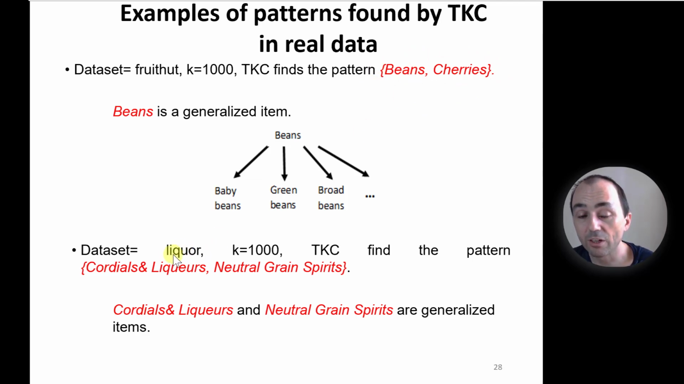Another example, in the other database about alcohol, we find patterns like this. Okay, also, these are categories of alcohol that people like to buy together.